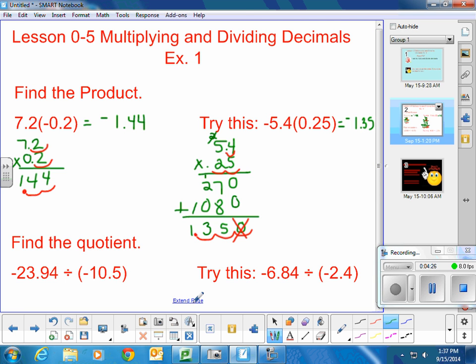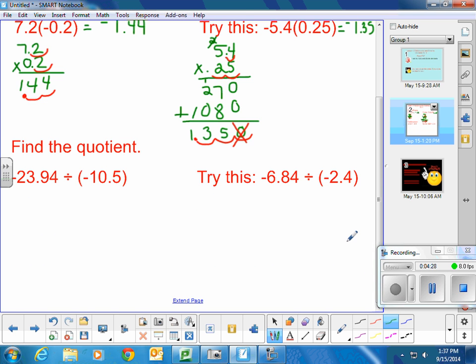Now we're going to move on to everybody's favorite, long division. First of all, in a long division problem, this number right here is the one that's going to go under the division symbol, and this number right here is the one that's going to go on the outside.